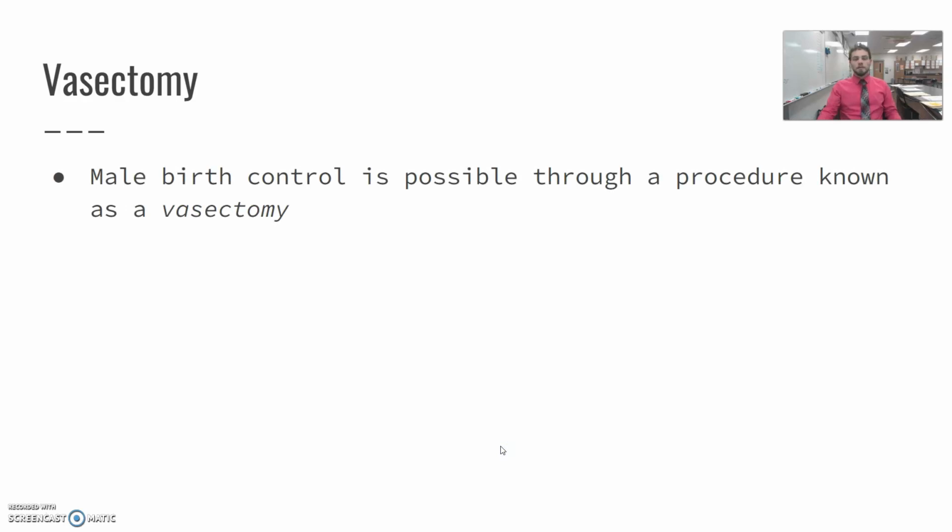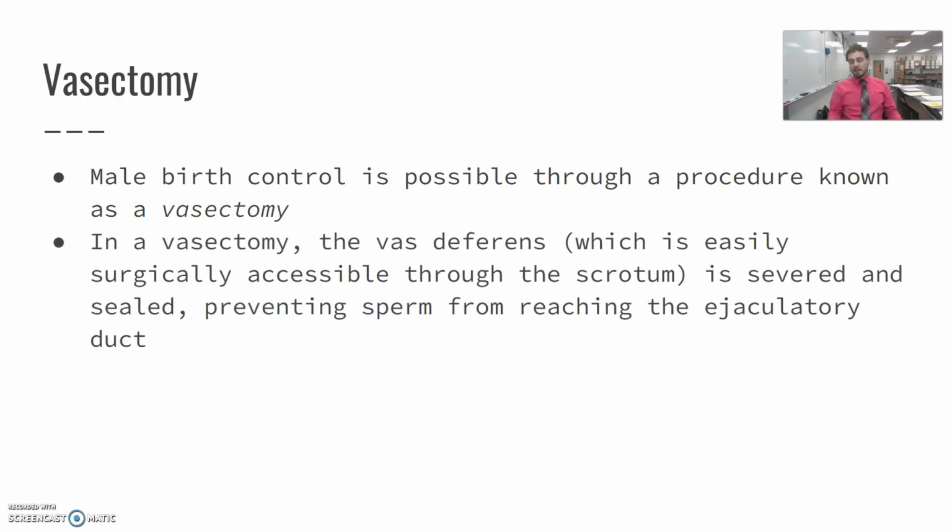One thing associated here is a vasectomy. It's a form of male birth control that is basically a surgical procedure where the vas deferens is going to be severed and sealed. Remember, the vas deferens is one of those ducts that's going to be coming from the epididymis, and it's very easily accessible through the scrotum, and so you're just going to cut that tube and seal it off, and so sperm are unable to pass through.